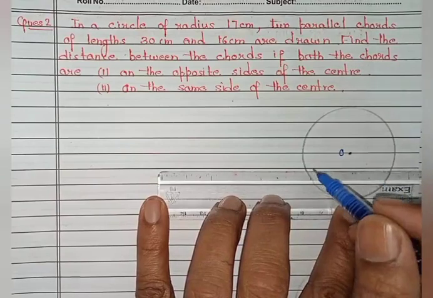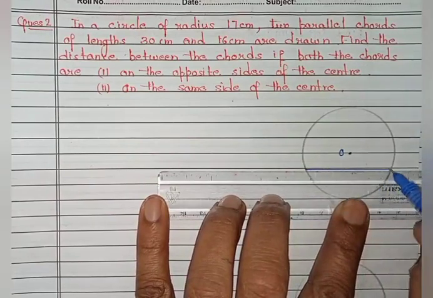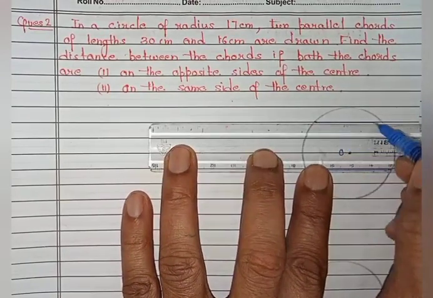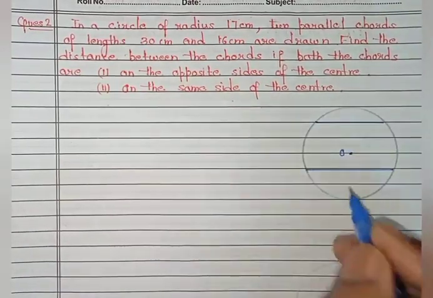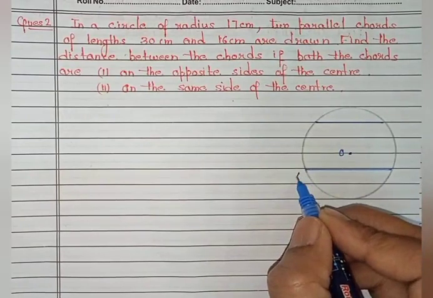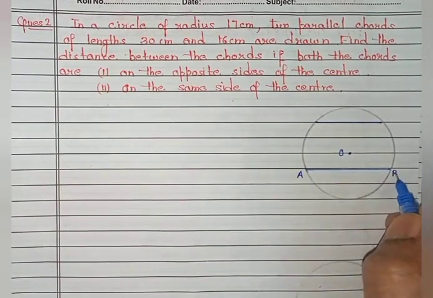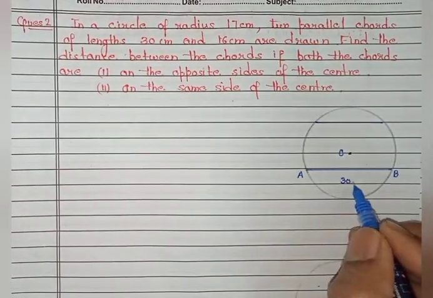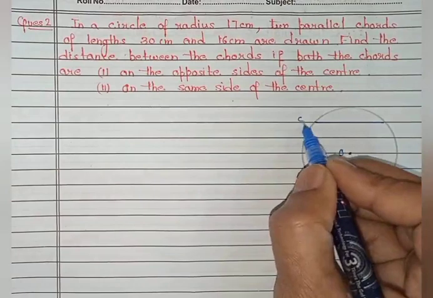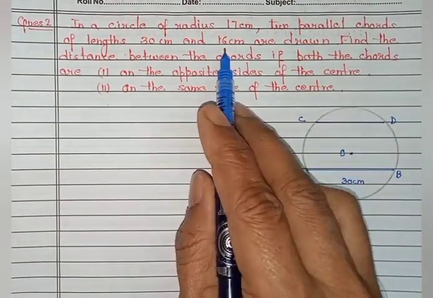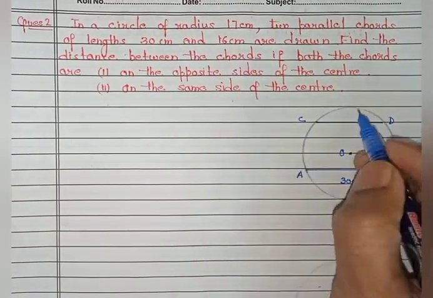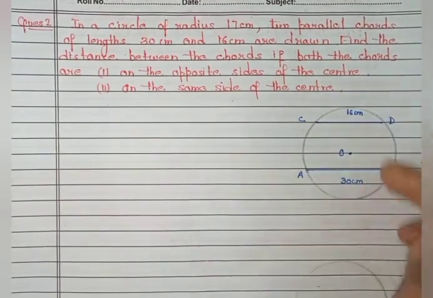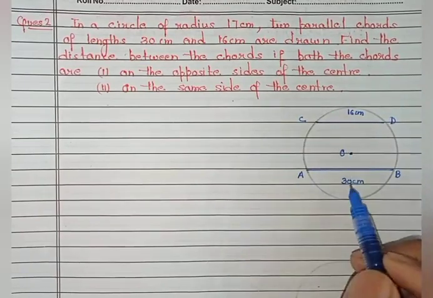Now this chord of 30 centimeter will be drawn close to the center, and the one which is 16 will be drawn far from the center. So chord AB, which is greater in length, is of 30 centimeter. Chord CD, which is smaller in length, is of 16 centimeter. Now these two chords have been drawn on the opposite side of the center.